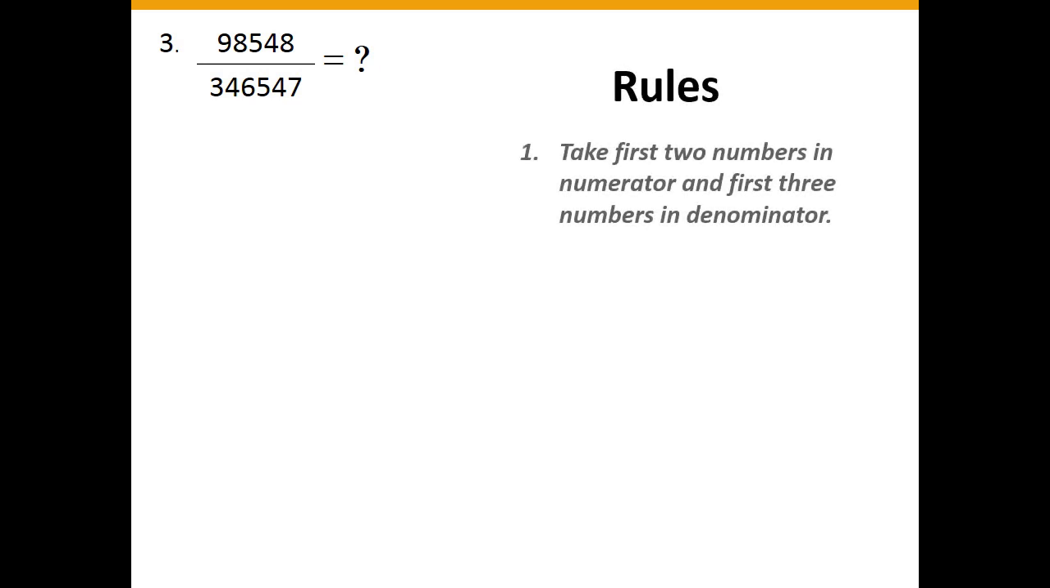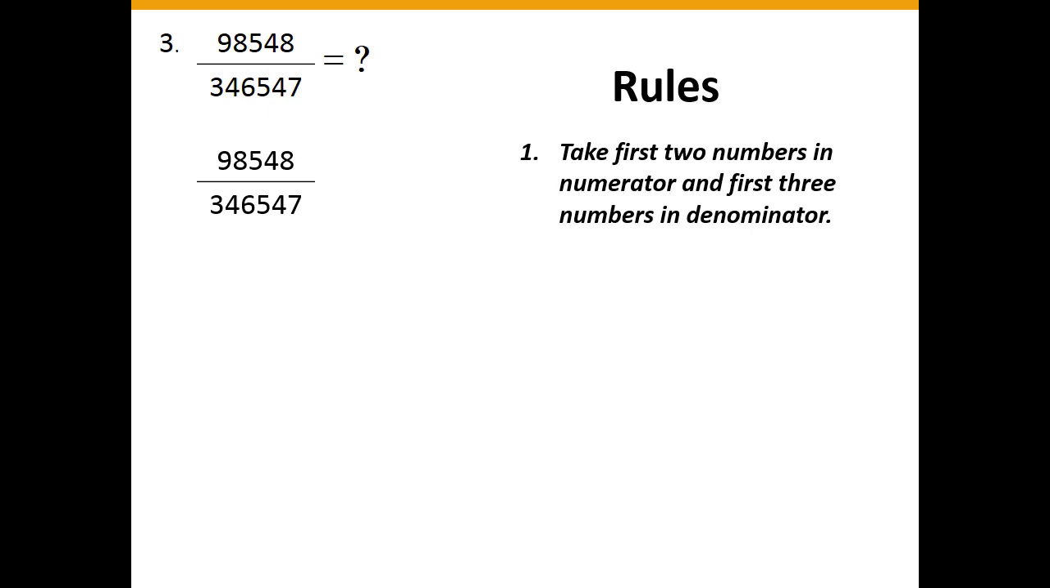Rules. First one: take the first 2 numbers in the numerator and the first 3 numbers in the denominator. What they are saying is, take the first 2 numbers in the numerator and first 3 numbers in the denominator. In our type 2, we took the first 3 numbers in the numerator and the first 2 numbers in the denominator. But this is opposite to type 2, as we are taking the first 2 numbers in the numerator and first 3 numbers in the denominator. So proceed with the rule.